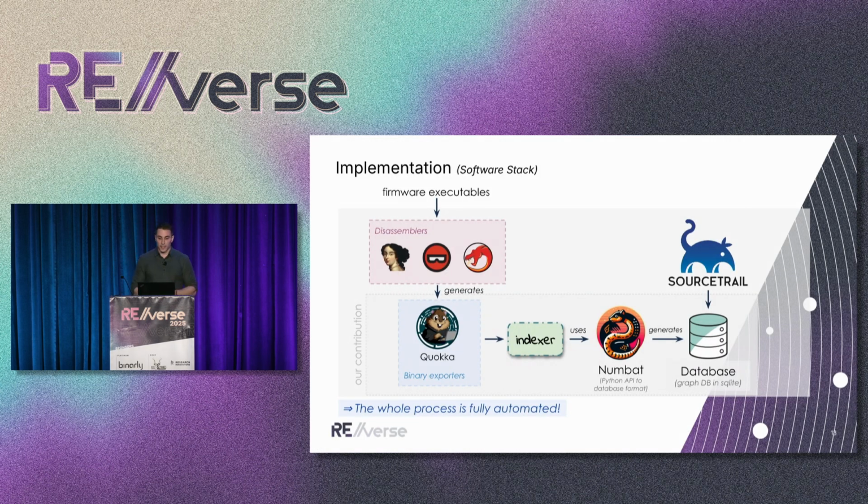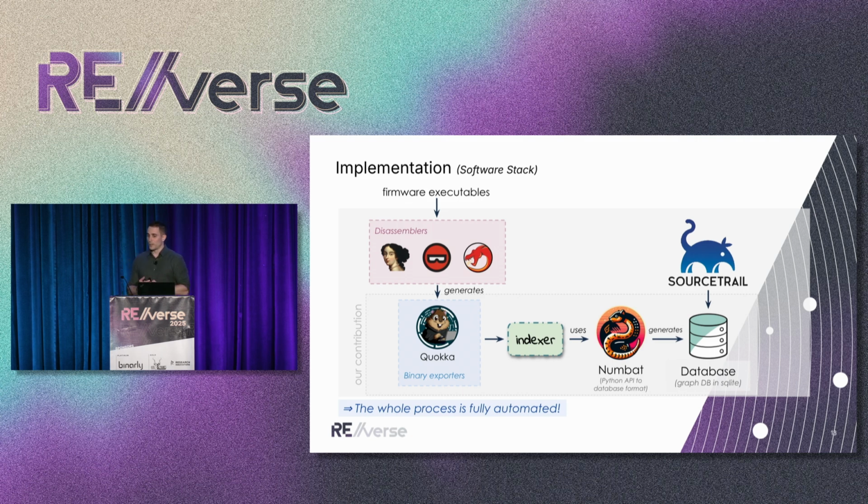How are we going to do that? We're going to feed all the executables into a disassembler. It can be the disassembler of your choice. The pipeline that we propose is that we export the disassembly into an export file. It allows us to manipulate the disassembled representation offline and be independent from the disassembler that generated it. For that, we are using Quokka, which is our own exporter.